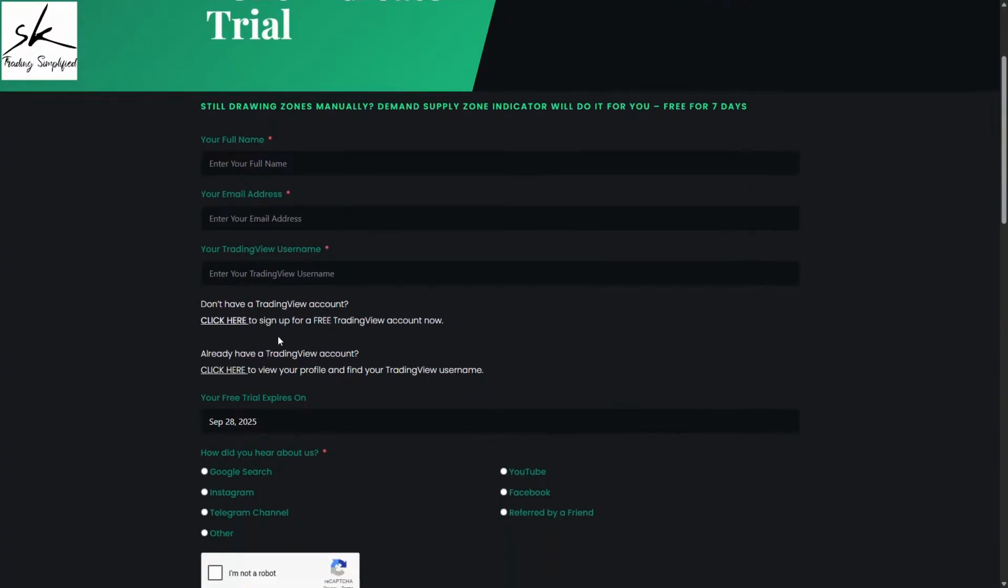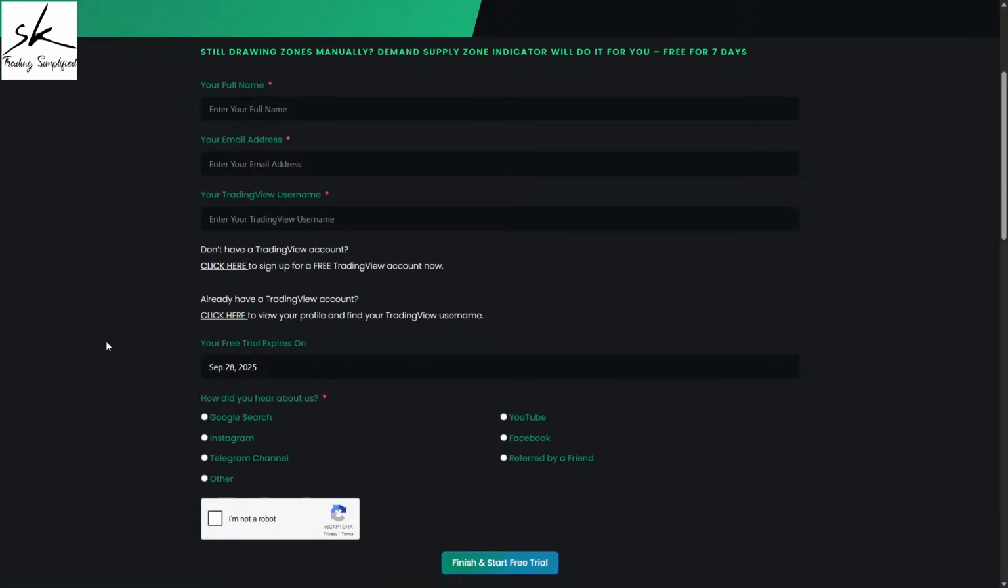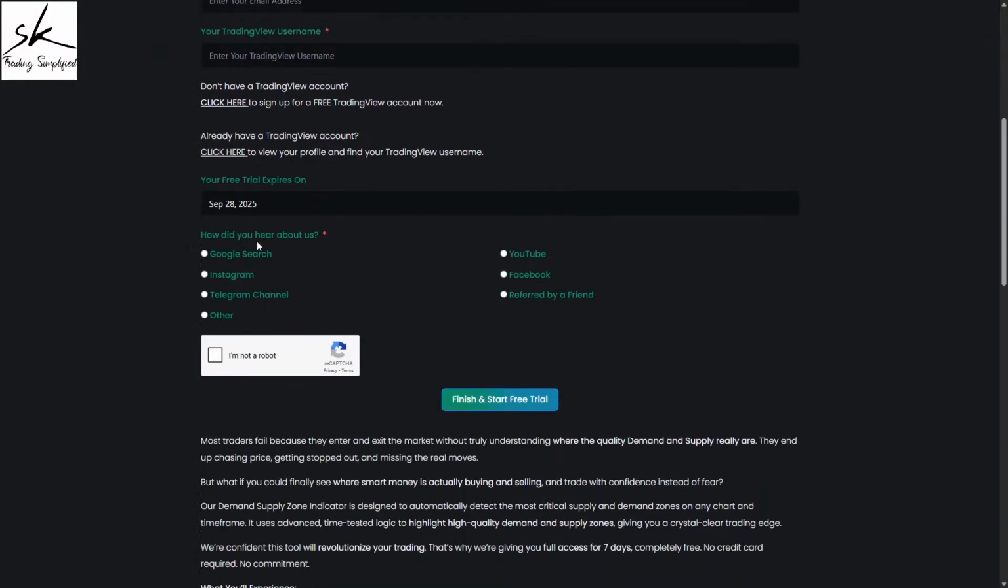Now, just in case you don't have a TradingView account, you can click here. You can open a free TradingView account and then provide your TradingView username. And in case you already have a TradingView account, you can click here, visit your TradingView profile, and identify your TradingView username and put that TradingView username here. It will tell you when your trial will expire.